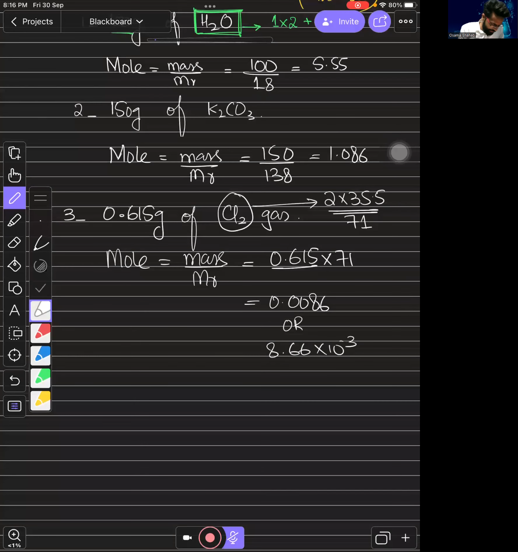Then, one more question. For example, we have 600 grams of copper sulfate. Can you find out the number of moles of this? This is hydrated copper sulfate, right? So just take out the number of moles of this quickly and only send me the answer, whatever answer you have.